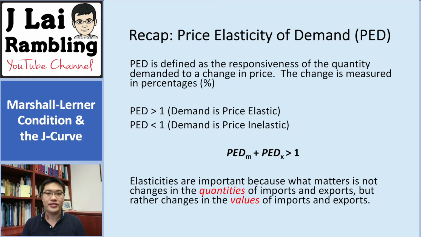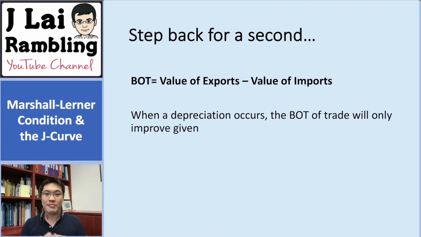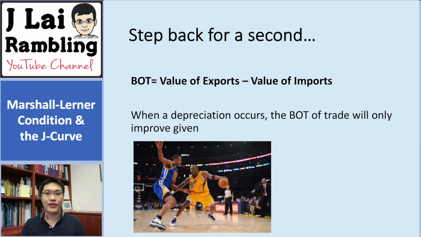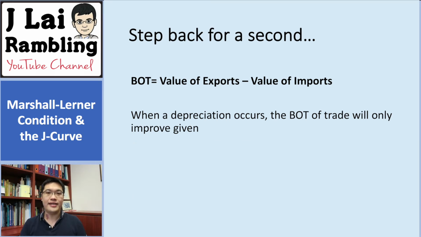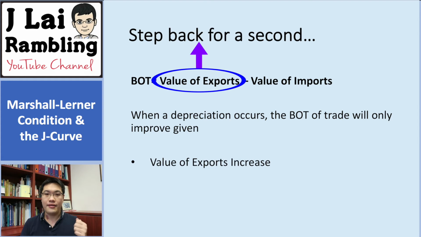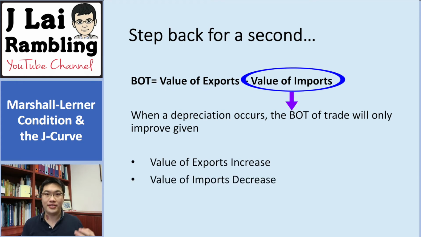Elasticities are important because what matters is not the changes in the quantities of imports or exports, okay? But it's actually the values of imports and exports that are important. So what do I mean by this? Let's just step back for a second. Balance of trade is the value of exports minus the value of imports, okay? When a depreciation occurs, the balance of trade will only improve if the value of exports increases or the value of imports decreases, okay?